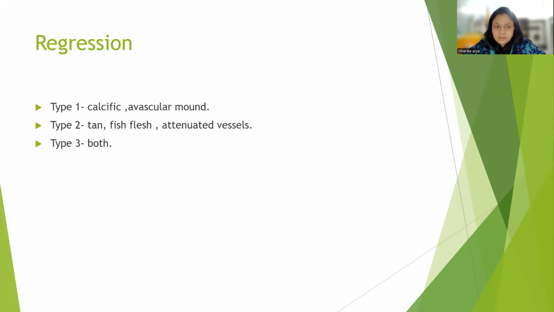After the treatment, that is after the chemotherapy, the laser, and the radiotherapy, the tumor will regress. This regression is of three types. In type 1, the tumor will be calcific, but there will be an avascular mold. According to the size of the retinoblastoma, there will be more calcification, but it will be avascular. In type 2, the pigmented part gets removed, it becomes a tan, fish-flesh appearance, and attenuated vessels are there. In type 3, both are there.